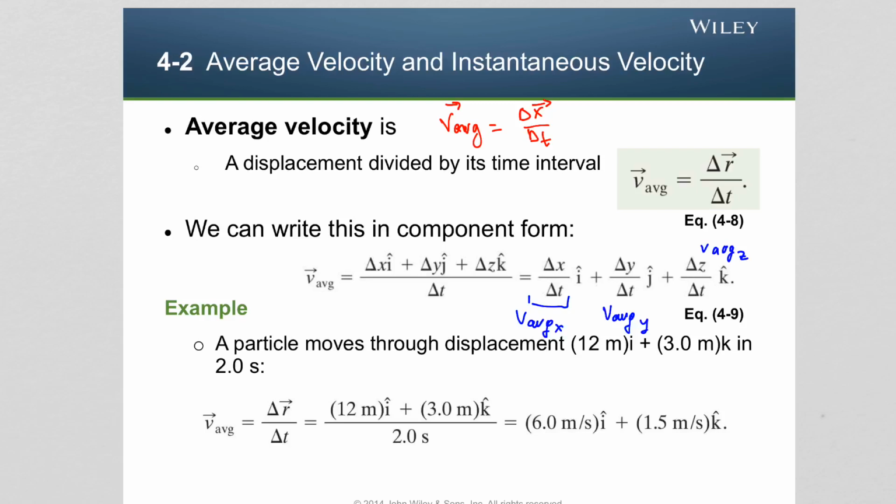And so this first term here, this is the average velocity component in x direction, and this second term here, this is the average velocity component in z direction. And so since the displacement did not have a component along the y coordinate axis in y direction, then the average velocity does not have a y component as well.